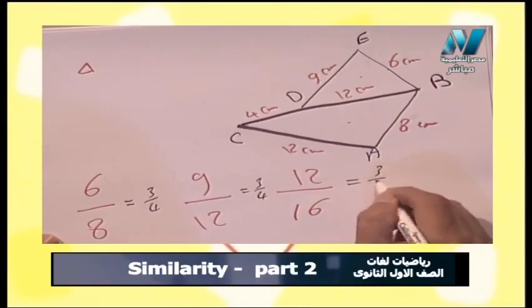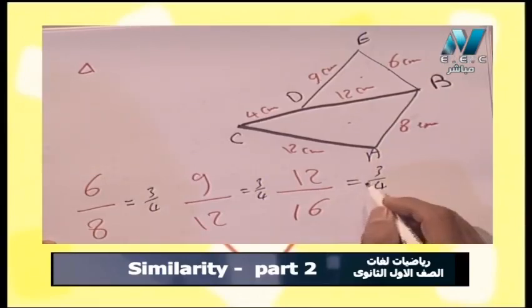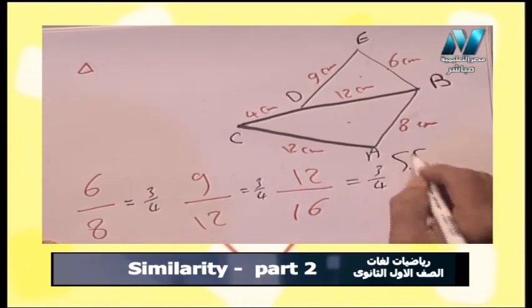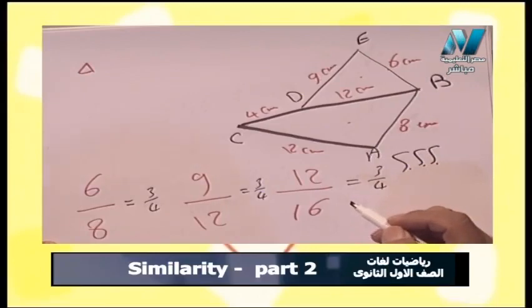All of them equal 3 over 4. So the sides are proportional. In this case we called it SSS similarity, which means side similarity. And we proved now that the two triangles are similar.